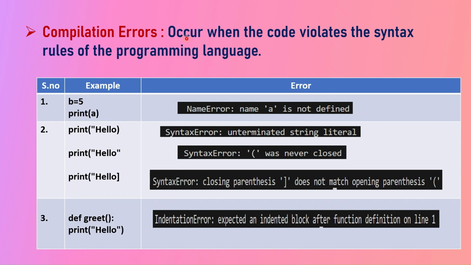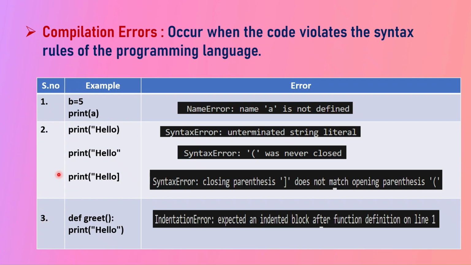More precisely, compilation errors are the ones that occur whenever code violates the syntax rules of the programming language. In Python, every line of code must follow the correct syntax. If there is any mistake in the structure or format of the code, then it results in compilation errors. So all the syntax errors come under the category of compilation errors. Now let's see different examples of compilation errors.